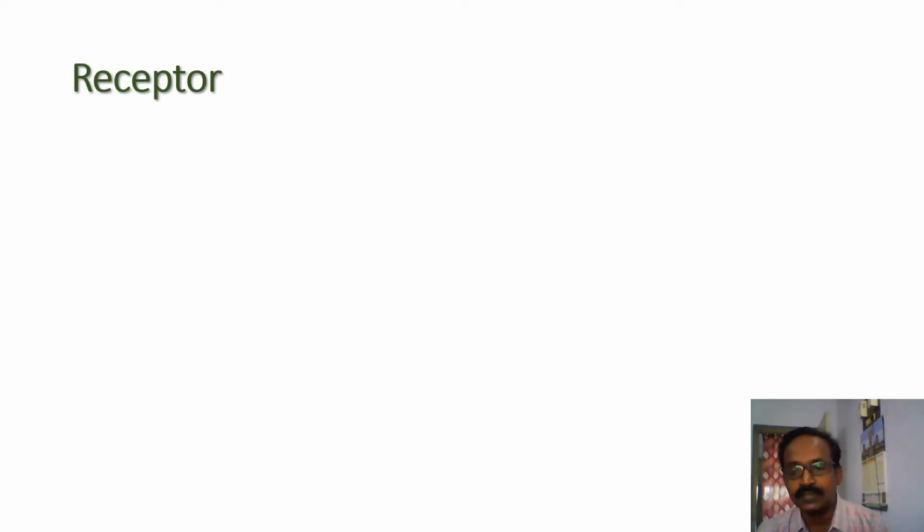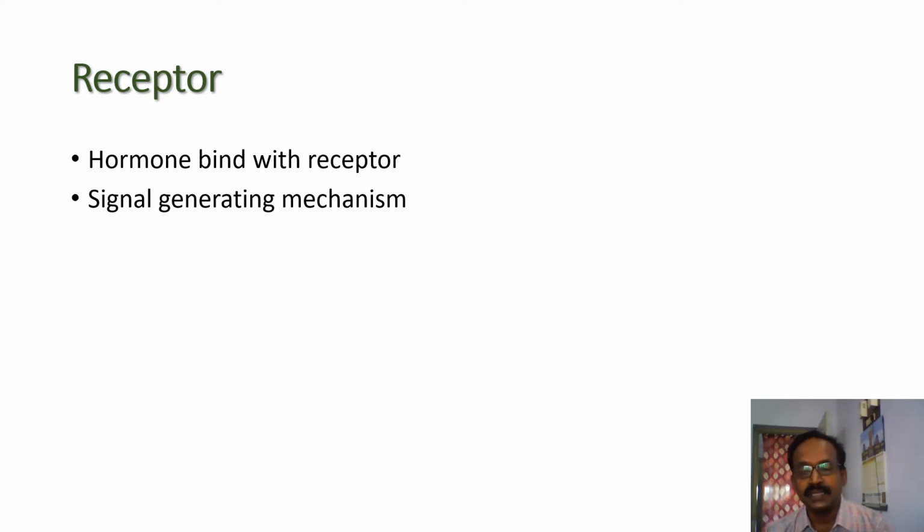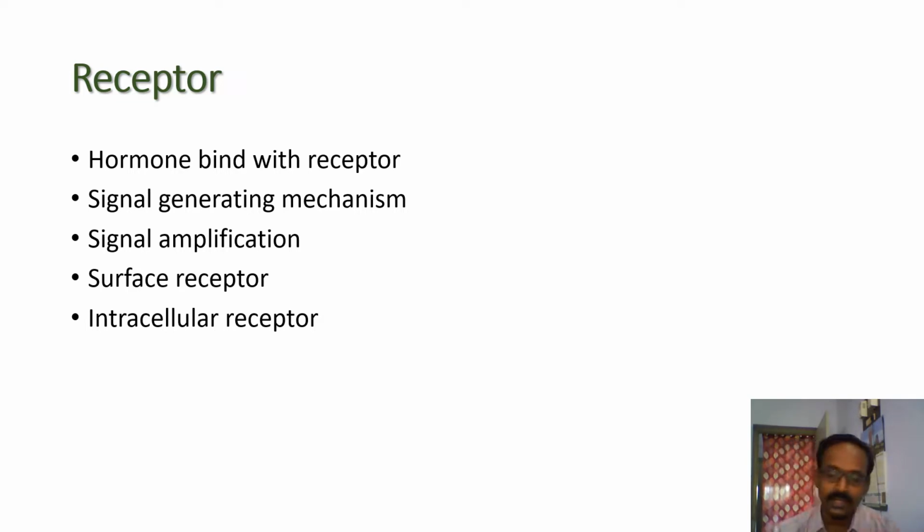The hormone acts as the first messenger. The hormone binds with the receptor. It generates the signal mechanisms and produces signal amplification, so it produces the physiological action. The receptor may be a surface receptor or an intracellular receptor, present in the cytoplasm or nucleus.